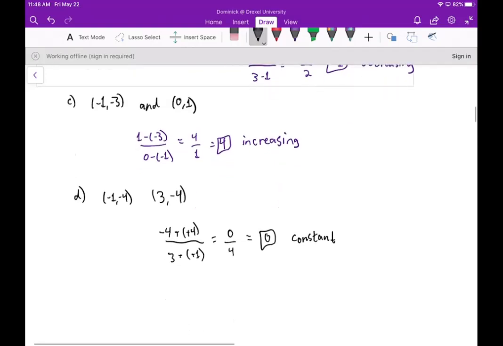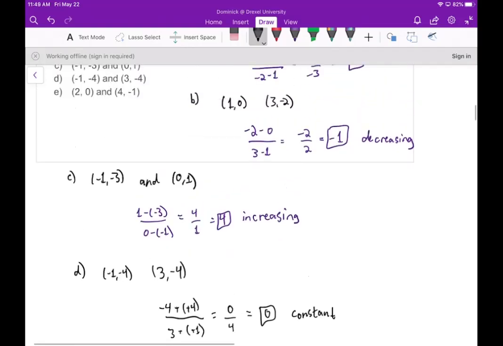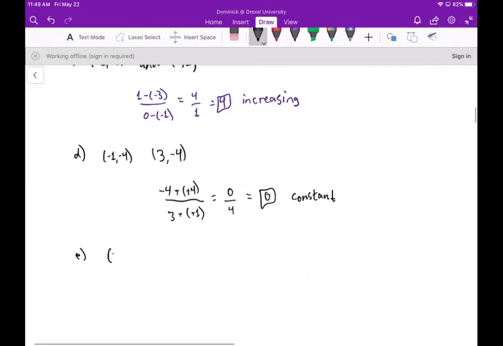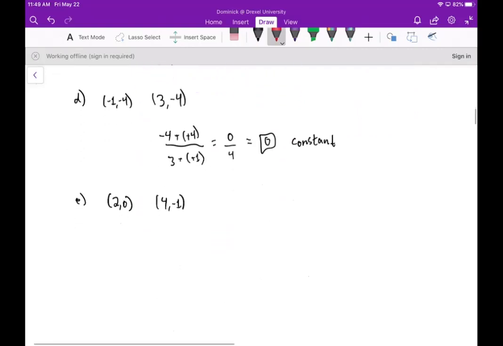Okay, finally, part E, we have 2, 0, and 4, -1. Okay, so if we plug this in, we'll get a -1 minus 0 over 4 minus 2. So we get a -1 over +2. So since this is negative, this is decreasing.